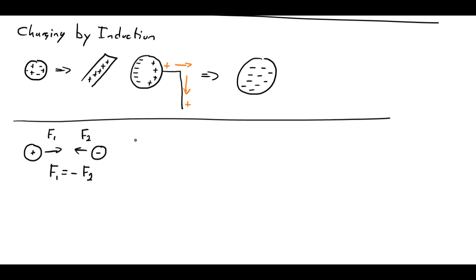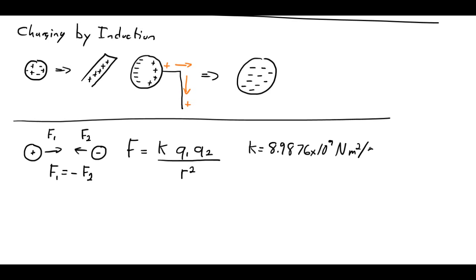And so the actual magnitude of this force can be described using Coulomb's law. Coulomb's law just states that the force will equal K times the charge of the first object times the charge of the second object divided by the distance between the two objects squared. Very similar to our law of gravitational attraction, where in this case our K is our electrical constant, or Coulomb's constant, which is equal to 8.9876 times 10 to the 9th newtons meters squared per Coulomb squared. And of course the units just come from the formula.